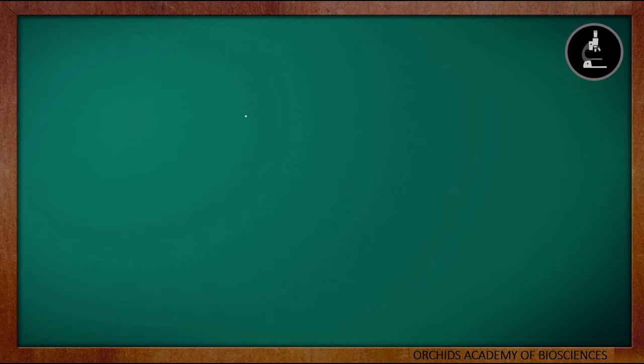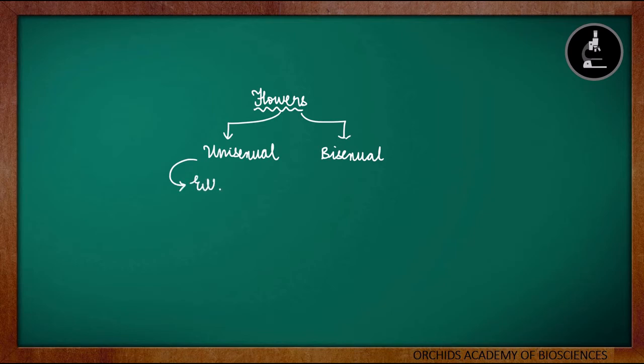So now when we are clear about the parts of a flower, let us try to understand what are unisexual and bisexual flowers. If they have any one of the parts, that is either male or female, then they are called unisexual flowers. Whereas if they have both the parts, that is both the male part and the female part, they are called bisexual flowers. So unisexual flowers are those flowers which have either the male part, that is stamen, or the female part, which is carpel. So either stamen or carpel is there means it is called unisexual. But if both are there, they are called bisexual. So both stamen and carpel are present.